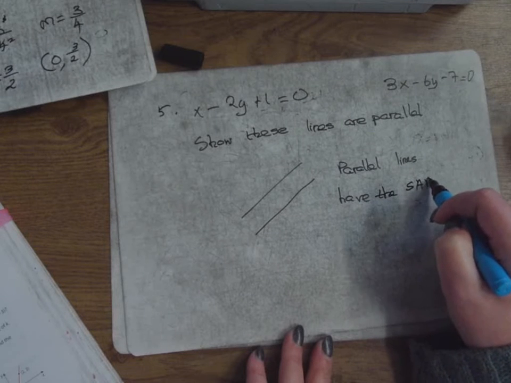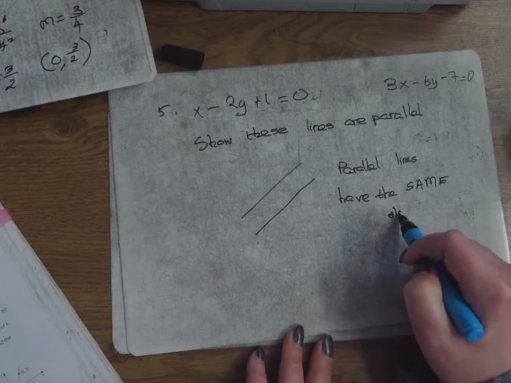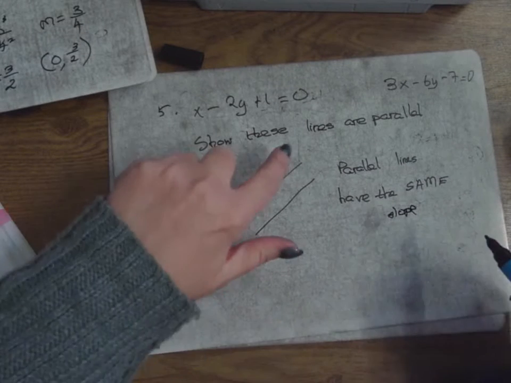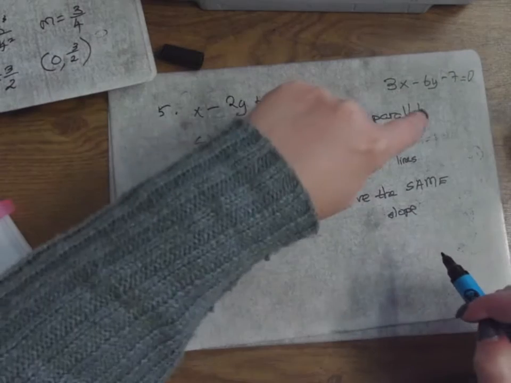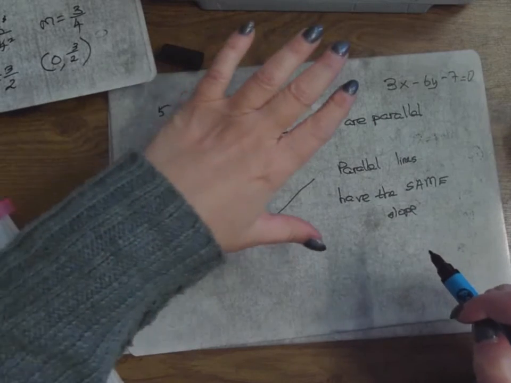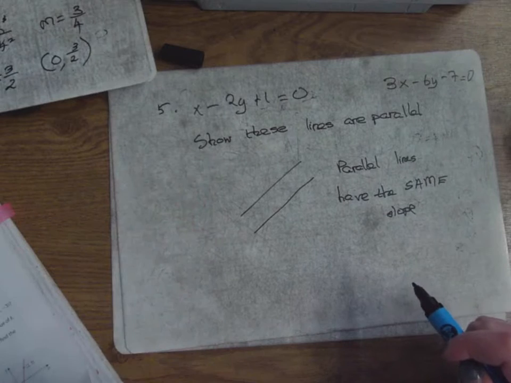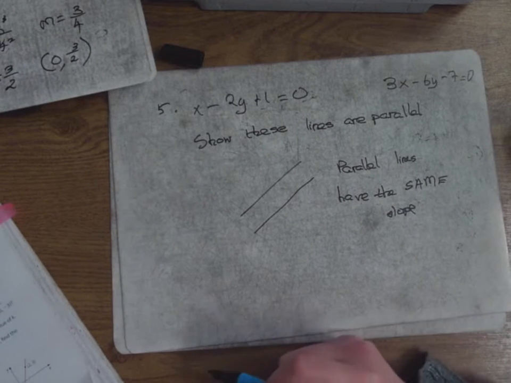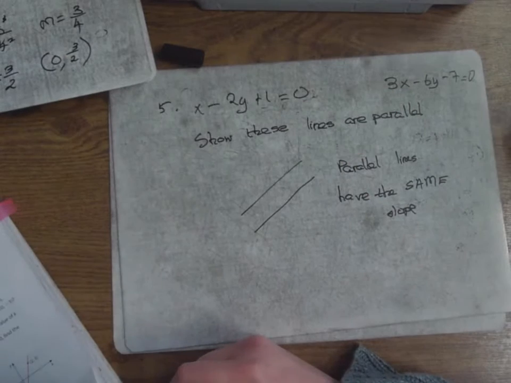So how do we prove lines are parallel? We get the slope. If we get the slope of the first line and the slope of the second line, what should happen? You should get the same answer, shouldn't we? Because that word show means prove they're parallel. So we're going to get the slope of one and the slope of the second, and show that they're the same answer, okay?